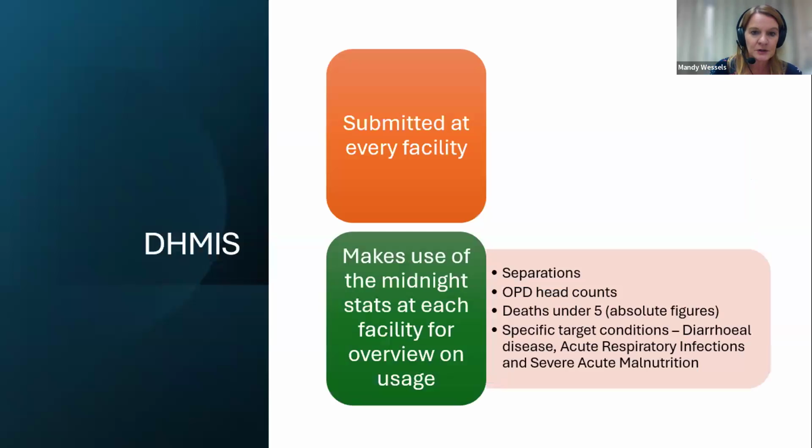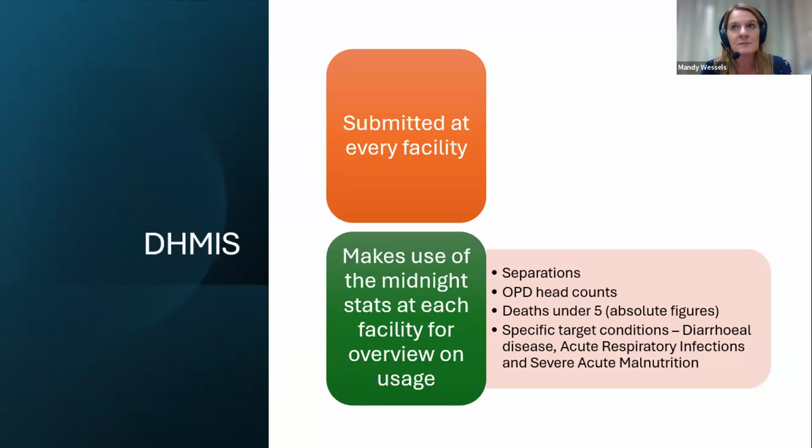So I'm going to start with DHMIS, our district health monitoring information system. And I think what's really, really valuable about DHIS and why I've put it in this big orange block is that it is submitted at every single facility. In contrast to when I discuss Child PIP later, this is not just going to give you a snapshot of tertiary facilities or just of regional facilities or only of clinics. It's really information that is collected everywhere, and it uses the midnight stats and a lot of other measured parameters.